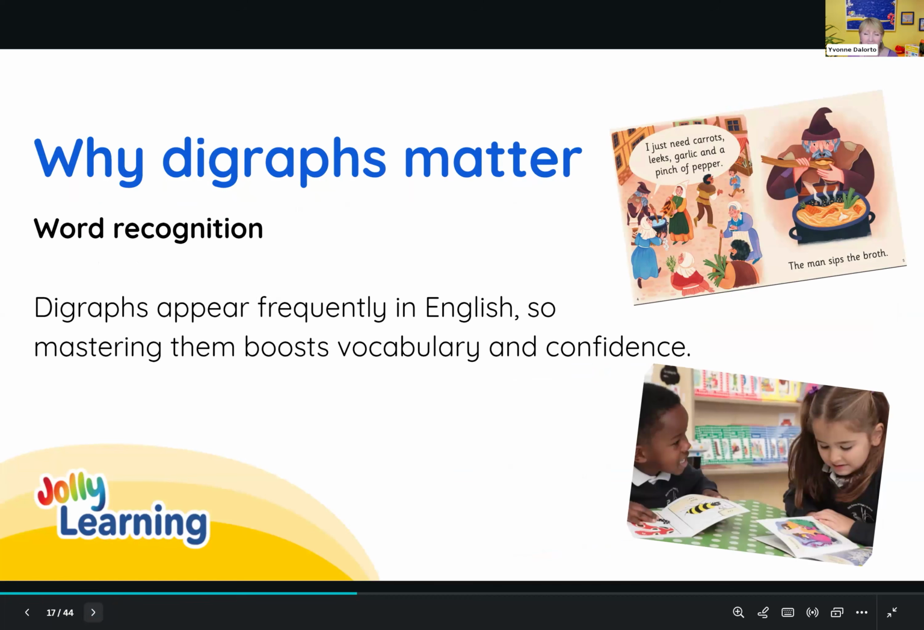When I lived in Spain, children would often say, "I need to get my coat," meaning coat. I need to get my coat. So it affected pronunciation, and it also affected how they did their writing. And a biscuit was a biscuit, not a biscuit. So again, communication. Digraphs matter for many reasons, but I've given you a few.